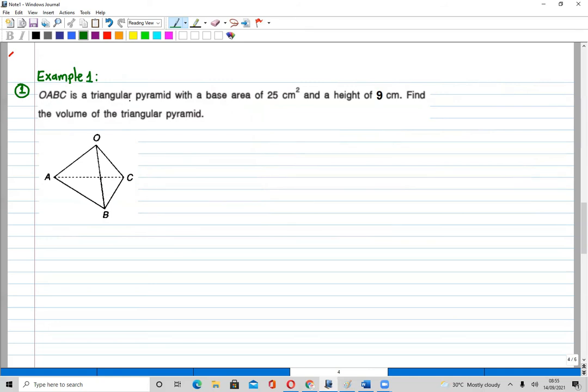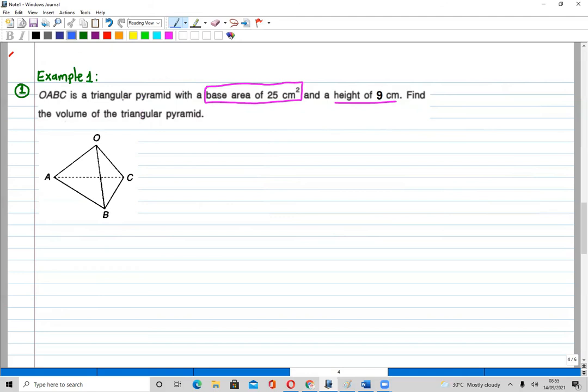OABC is a triangular pyramid with base area, get to note this, base area of 25 square centimeters and the height of 9 centimeters. Find the volume of the triangular pyramid.